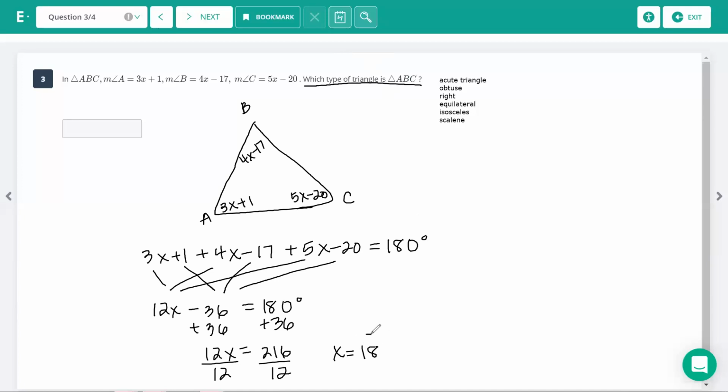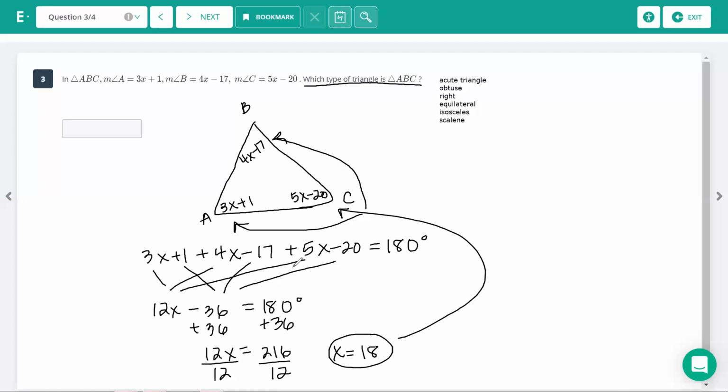So what I have to do now is take my x and plug it into all of my angle measures so I can figure out what degree measure they actually are. So 3x plus 1 instead becomes 3 times 18 plus 1, which is 55 degrees. My 4x minus 17 is now 4 times 18 minus 17, which becomes 55 degrees again.